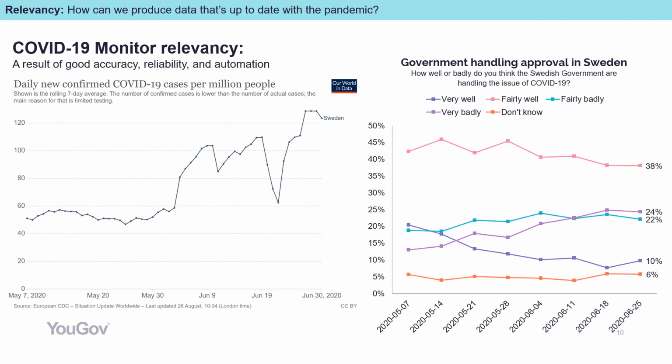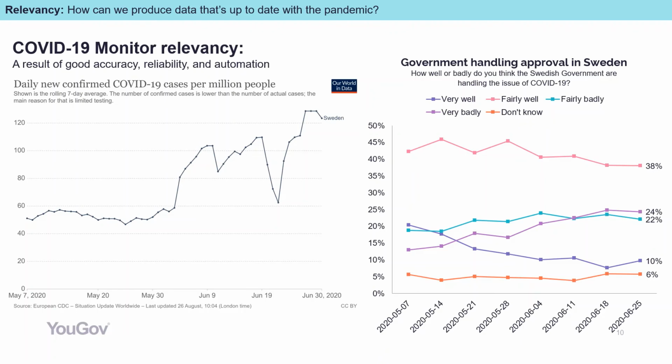So relevancy is the final step of data quality here, and is a product of accuracy, reliability, and technology. I pick up on technology because it was also a lot of the automation processes that we put into play with the monitor that took the pressure off of our human teams and allowed us to report data much, much more quickly than we could otherwise.